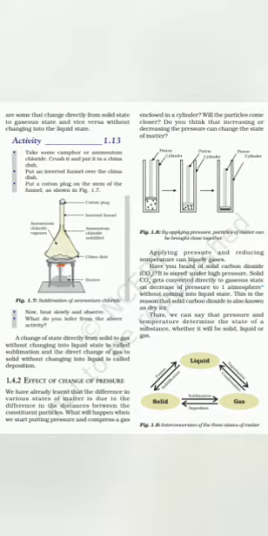Do you know any example of this? That is camphor. The activity is given with the camphor. Take some camphor or ammonium chloride, crush it and put it in a china dish. Put an inverted funnel over the china dish. Put a cotton plug on the stem of the funnel.